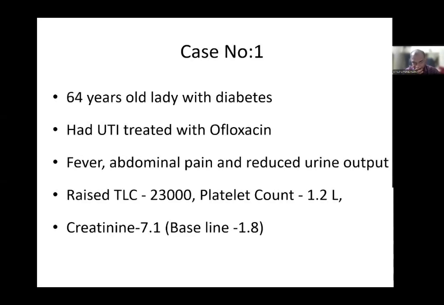This is a 64-year-old lady who has been a diabetic. She has been treated for UTI very often, and she was admitted with fever, abdominal pain, reduced urine output. She had altered sensorium. Her total count was 23,000. Her platelet count was 1.2 lakhs. Creatinine has shot up from 1.8 to 7.1.